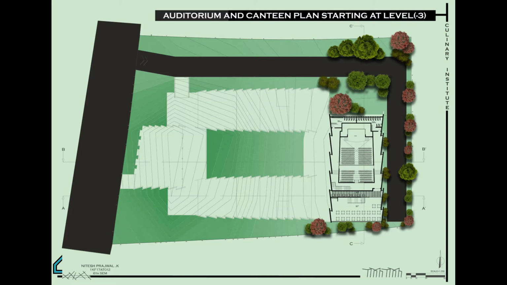Auditorium and canteen plan starting at level -3. On this floor, the seating capacity is 100, where the floor acts as a mezzanine. As I said, it is also known as a balcony, where there is an entrance from the canteen also, and both floors are interconnected. In this canteen floor there are seating spaces.